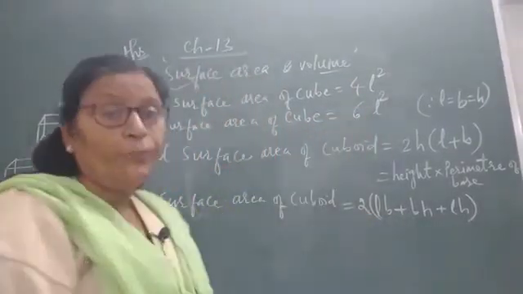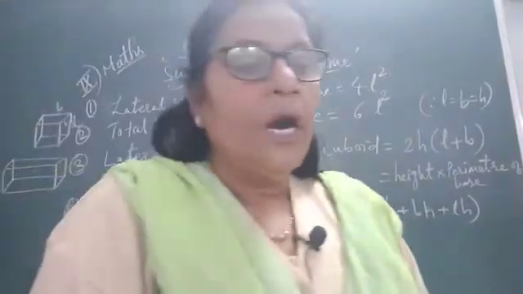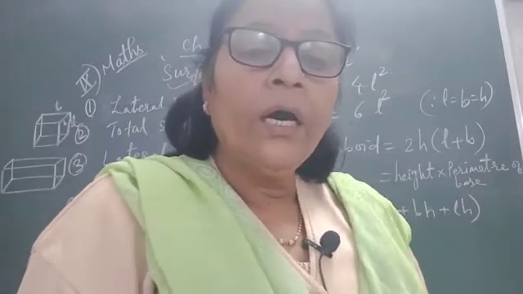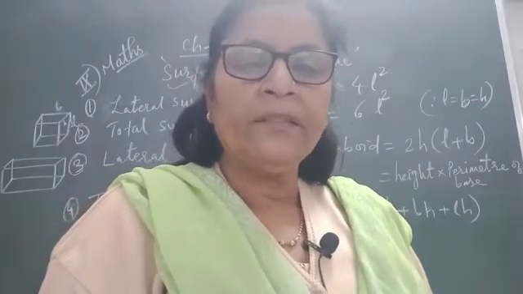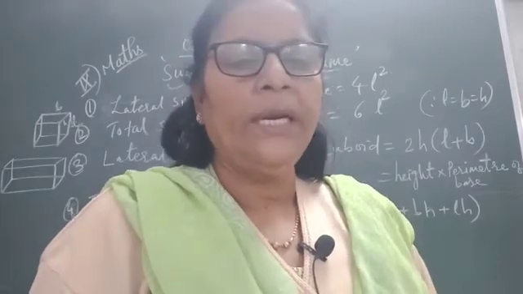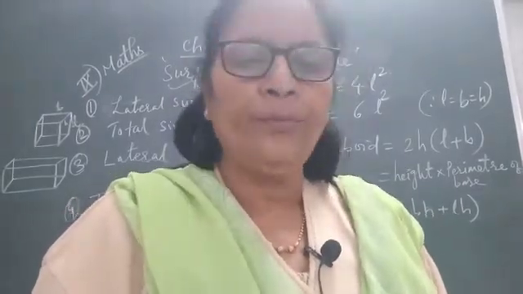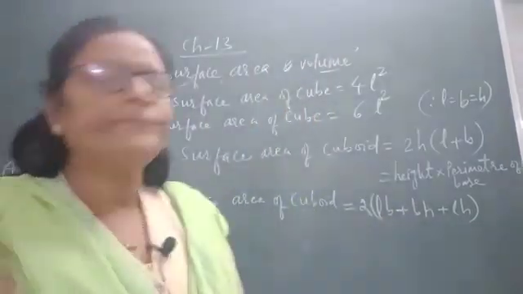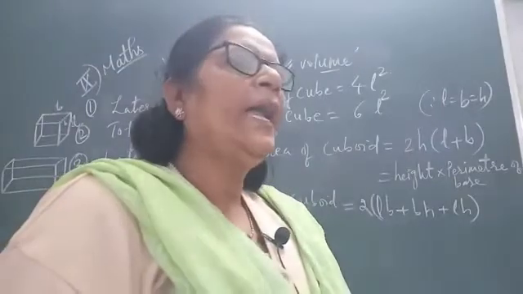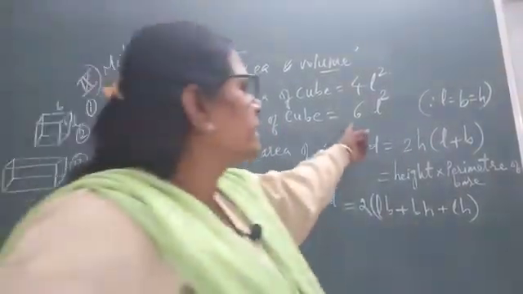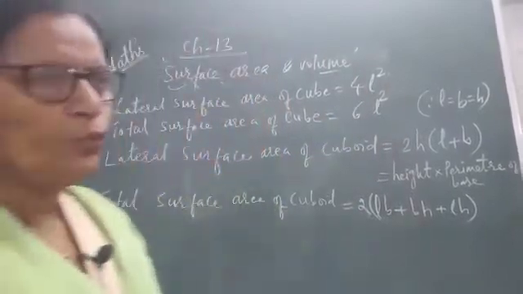So what is cube? How to define it? A cube means having length, breadth and height all equal. So the lateral surface area is 4L square for the cube, and the total surface area of cube is 6L square. So today you remember these two formulas.